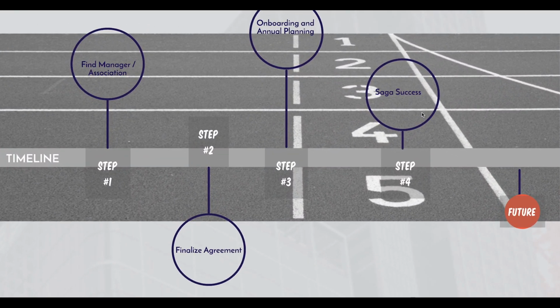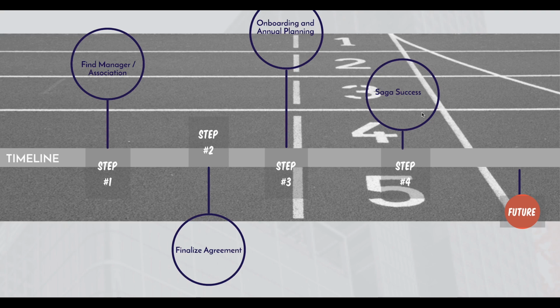All right, so what does the timeline look like? So number one, the association and the manager log into sagahoa.com. It's where they go to find one another. Next, they find each other, and they move to step number two, they negotiate an agreement. The manager and the association have to finalize their terms, how many site inspections happen, how many times they're going to meet per year, the cost, etc. Once they finalize on that, they're going to go through the onboarding and annual planning process.